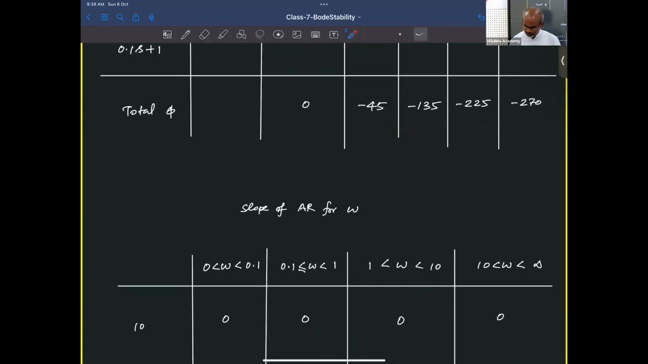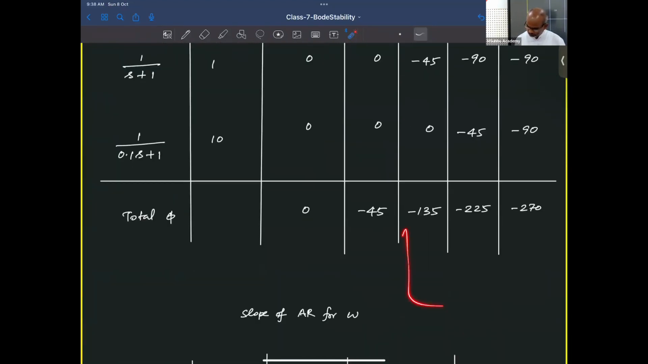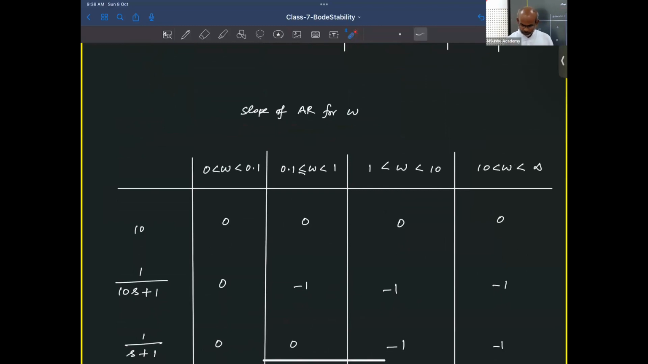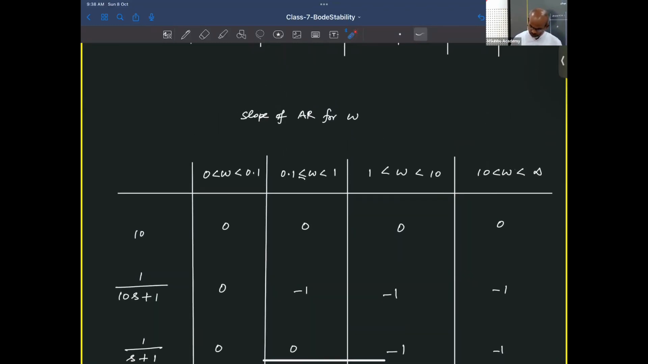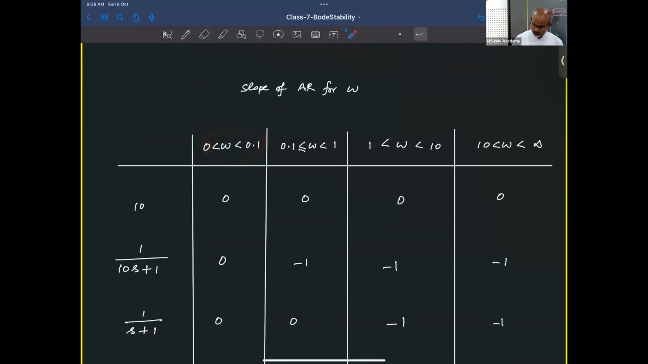So using this, you can construct this phase angle plot, which needs the data of omega and phi. So you'll be having this plot. Now, this is about the amplitude ratio plot or gain plot. For that, again, we now need the slopes. For getting the slope, we are using the low frequency and high frequency asymptotes. At the corner frequency, the asymptotes are meeting.